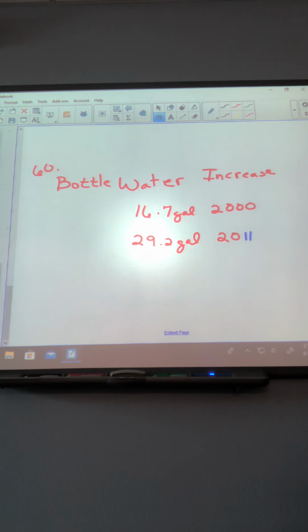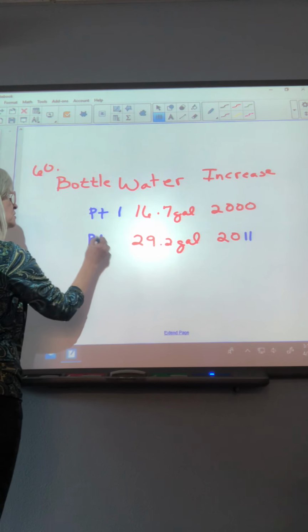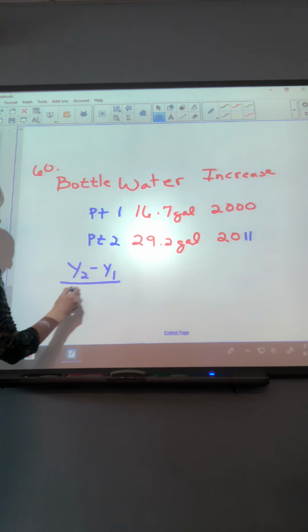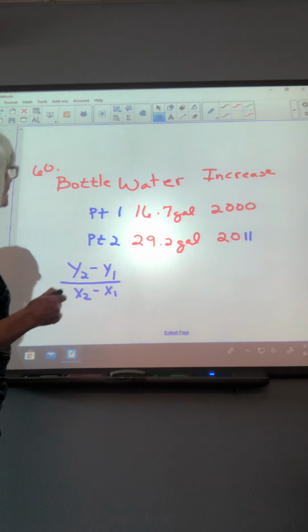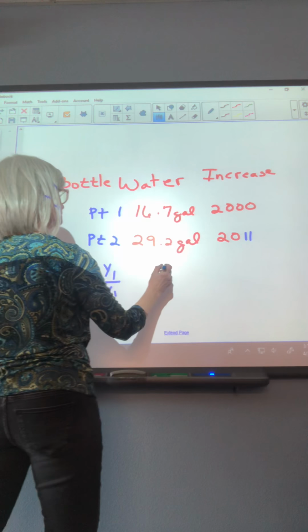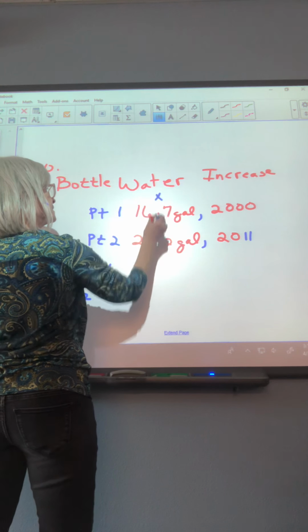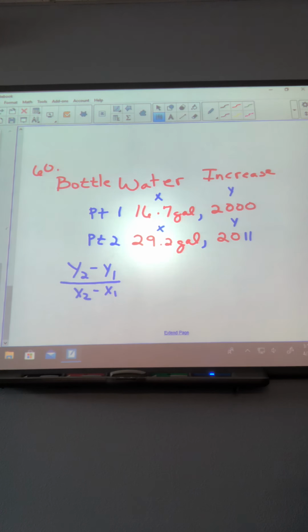Find the rate of change, rounded to the nearest tenth, in the number of gallons of bottled water consumed annually per person per year. So again, we're going to do this one a lot like we did the other one. This is going to be point 1, and this will be point 2. Remember, y2 minus y1 over x2 minus x1 is our equation. So go ahead and do the math. Comma there, comma there. So this is going to be our x's, and this is going to be our y's this time, which really doesn't make sense, does it?